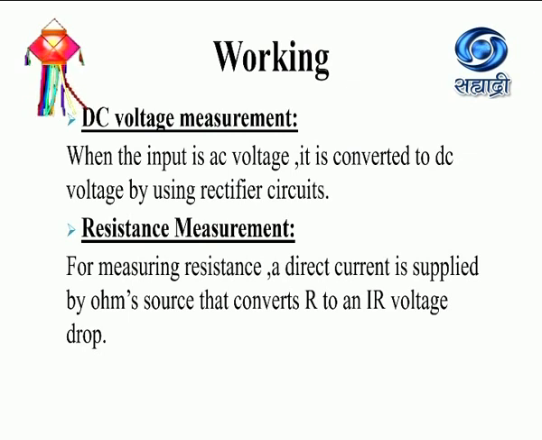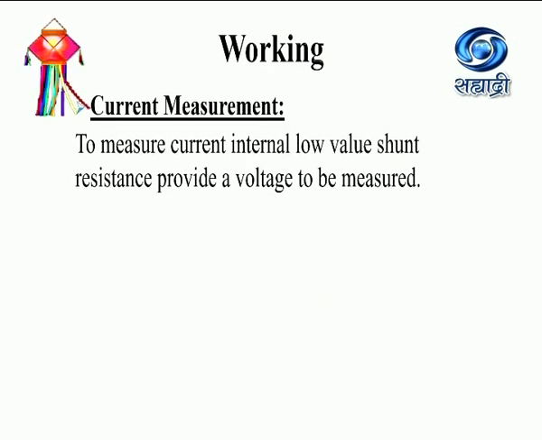Second one is resistance measurement. For measuring resistance, a direct current is supplied by an ohm source that converts R to an IR voltage drop. So for resistance measurement, we have to use an ohm source which will convert resistance to an IR voltage drop. It simply uses Ohm's law in this measurement. Second, current measurement.